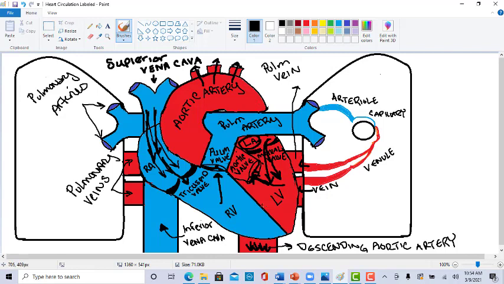You can see how it leaves the heart, you can see how it comes back to the heart, and you can see where the gas exchange is occurring. So I just wanted to do a quicker, shorter video of that so that you guys can follow that through.